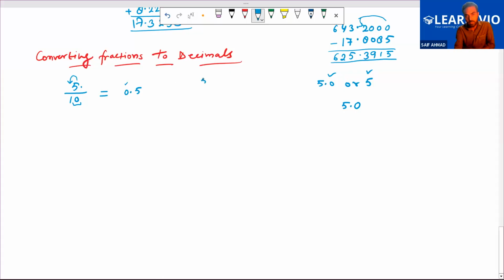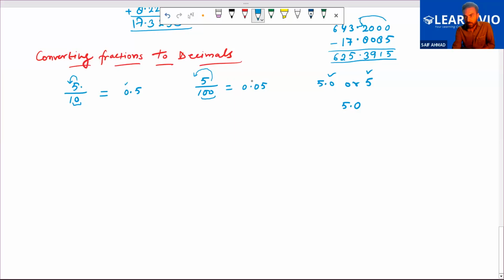For example, if you have 5 upon 100, then here is 00. Then the decimal will go before two digits, but here is only one digit. So you have to make an extra 0 here, 05, then put the decimal here. Now the decimal comes before two digits.